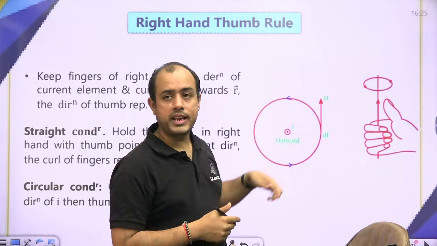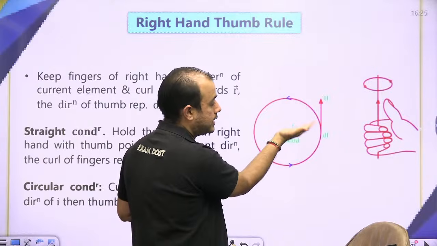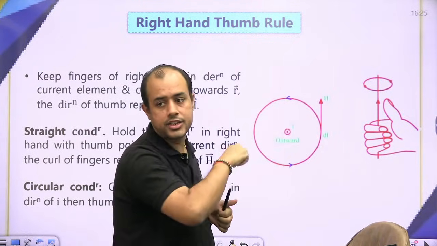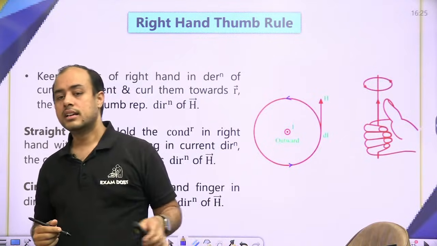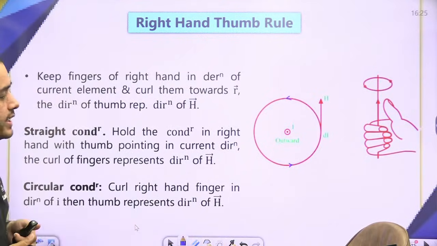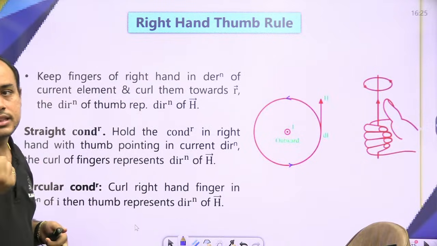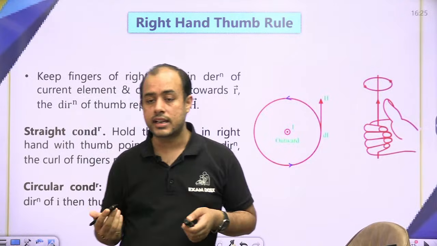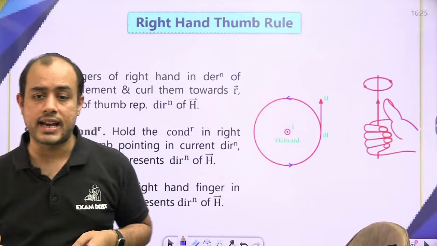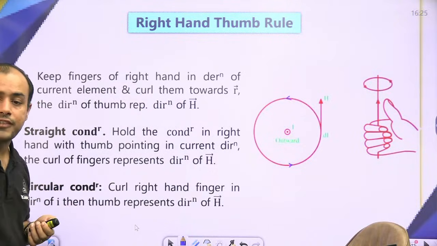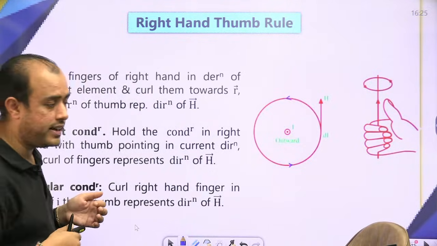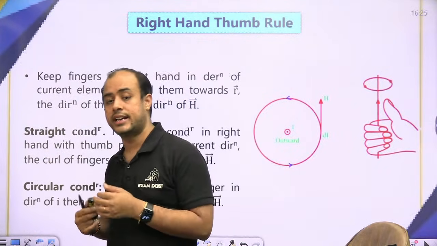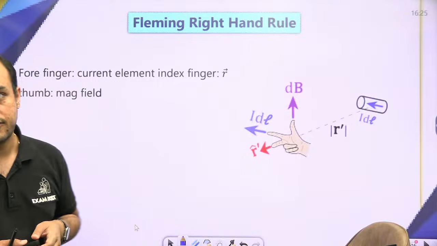If current is flowing in a circular loop, then curl the fingers in the current direction. Thumb will give you the direction of magnetic field. Curl the fingers, beta, anticlockwise in the direction of current, and the thumb gives you the magnetic field. So for a straight conductor, hold the conductor in the right hand with the thumb in the direction of current. The rotation of fingers tells you the pattern of magnetic field. If it is a circular conductor, curl the fingers in the direction of current. Thumb gives you the magnetic field.